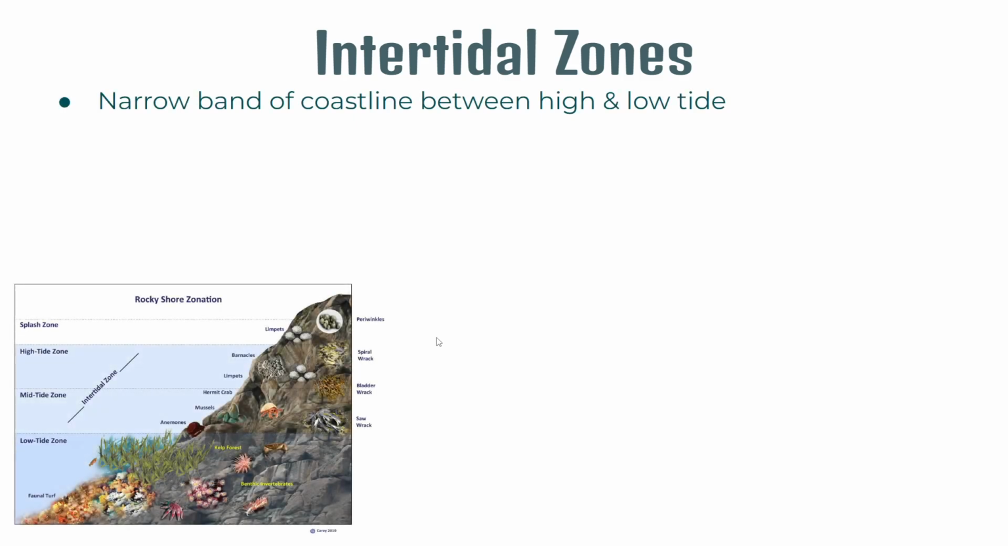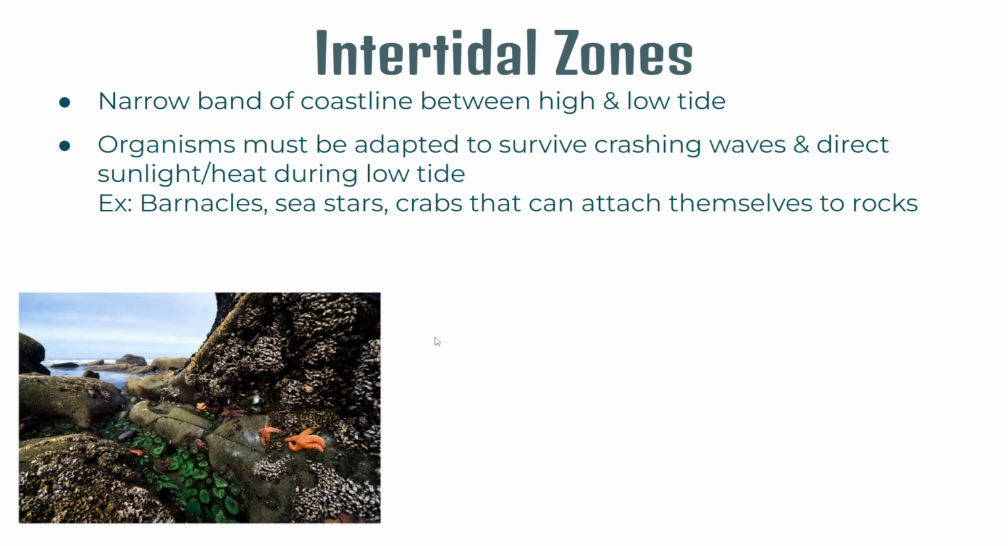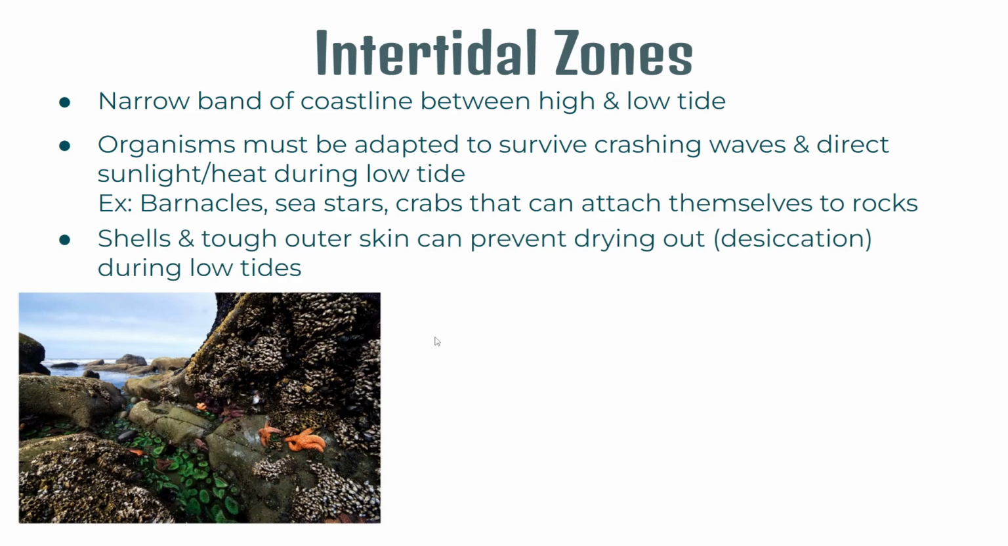The intertidal zone is basically a narrow band of coastline between low and high tides. So when the tide moves out each afternoon, it's going to leave a lot of the area exposed to sunlight, and there's also going to be a lot of crashing waves, which requires the species that live in the intertidal zone to be able to basically hang on to the rocks there and anchor themselves.